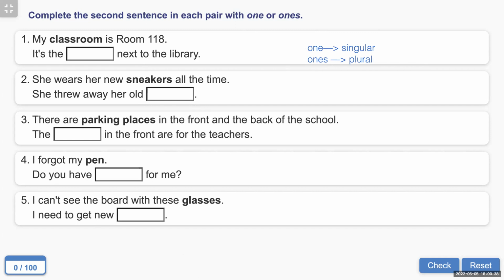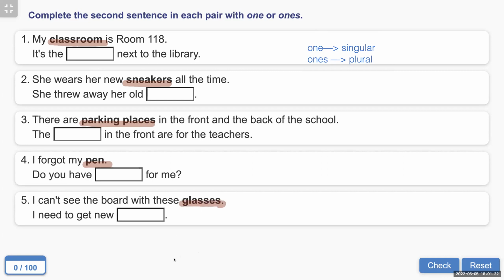Number 1, it says, my classroom is room 118. So what I'm going to do is highlight classroom, and then we'll come back to the second part. 2, she wears her new sneakers all the time. I'm going to highlight sneakers. Number 3, there are parking places in front of the school. I'm going to highlight parking places. Number 4, I forgot my pen. I'm going to highlight pen. And the last one, I can't see the board with these glasses. We're going to highlight glasses.